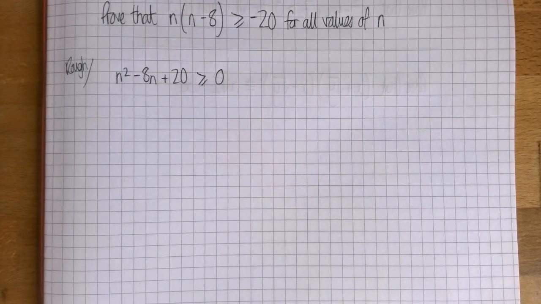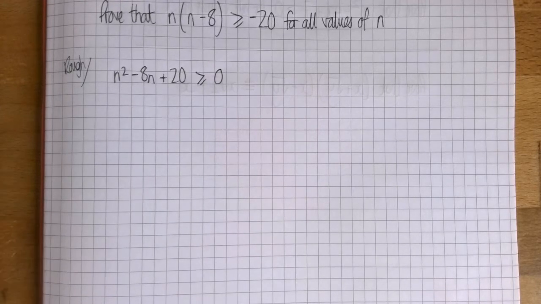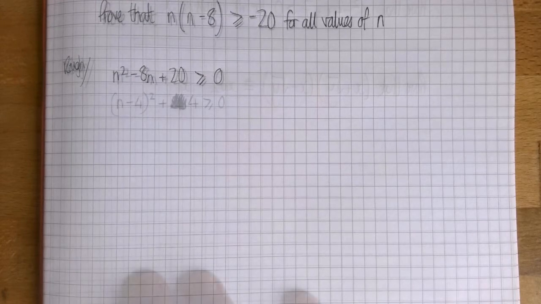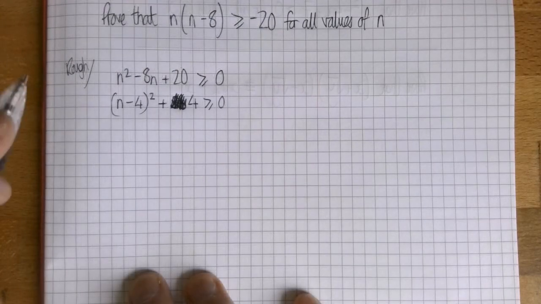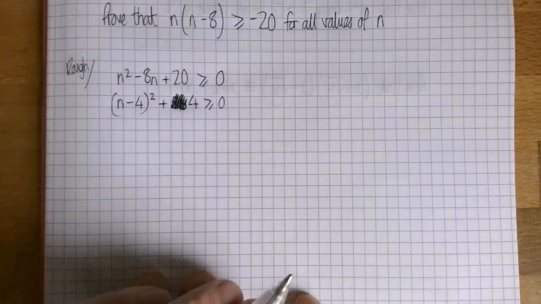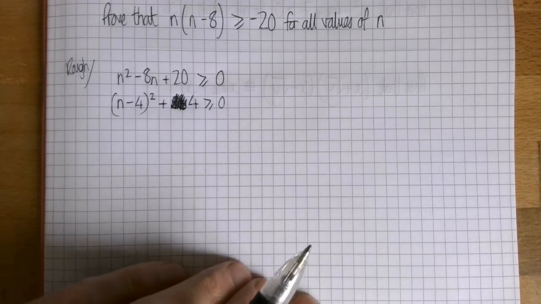Well, we use completing the square. So pause at this point and just see if you can complete the square for that expression. Well, okay, if your completing the square skills are a bit rusty, rest assured, so are mine. But I think I've got there eventually. So I've completed the square for this one.